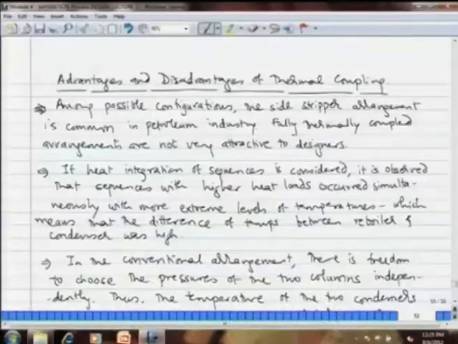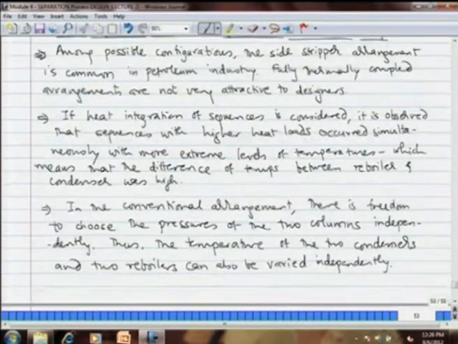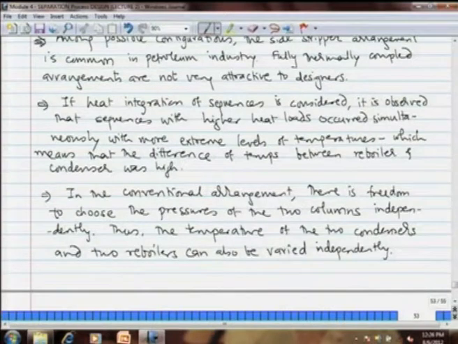So, let us see the advantages and disadvantages of thermally coupled columns. Among possible configurations, the side stripper arrangement is common in the petroleum industry. However, fully thermally coupled arrangements are not very attractive to designers. Now, why? There are reasons. If the heat integration of sequences is considered, it is observed that sequences with higher total heat load occurred simultaneously with more extreme levels of temperatures.